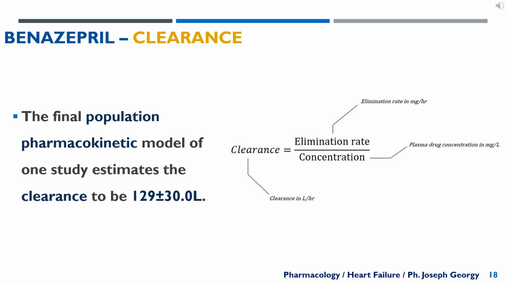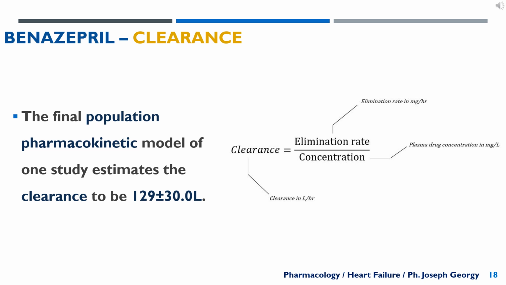Now about the clearance, just to memorize that the clearance, which is measured by liters per hour, is the division of elimination rate over the concentration. The elimination rate of the drug is measured by milligrams per hour. The plasma drug concentration, which is the concentration of the drug in blood, is measured by milligrams per liter. So here the unit of clearance is liters per hour.